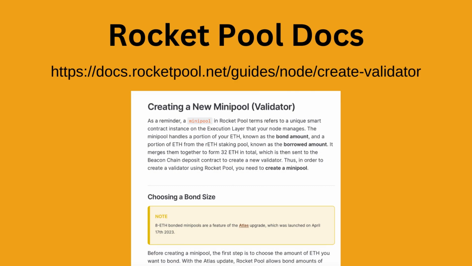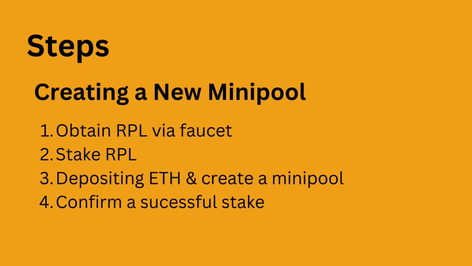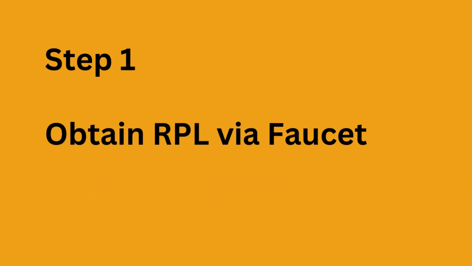As always, follow along with the Rocketpool guide under Documents and read ahead. Here are our steps in creating a new mini pool. Obtain RPL via faucet, stake RPL, deposit ETH and create a mini pool, and then confirm a successful stake. Let's start with step 1 by obtaining RPL with a faucet.